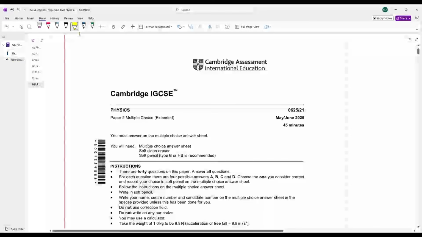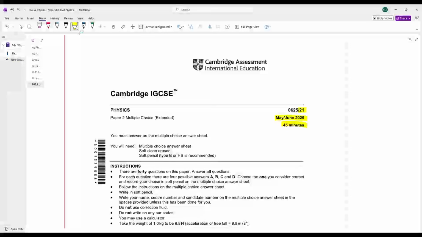Okay, Assalamu alaikum students. So today we are going to see IGCSE Physics, May June 2025, Paper 2, Variant 1. This is a 45 minutes paper.